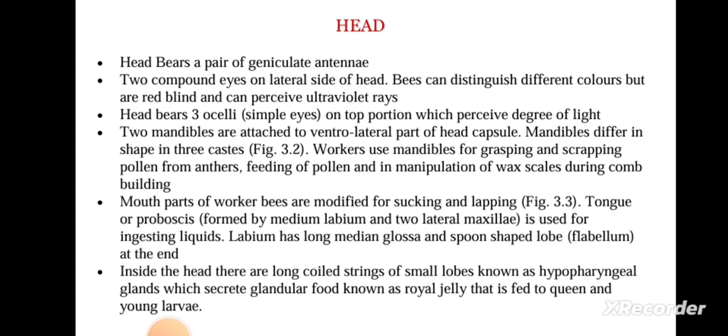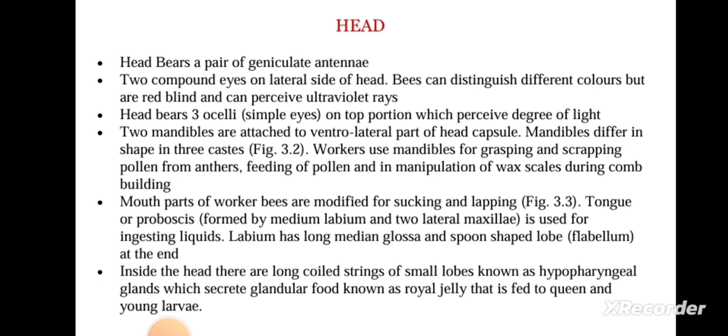Bees can distinguish different colors but are red blind and can perceive ultraviolet rays. This is very important. It is red blind, having geniculate antennae, then it can distinguish different colors. Two compound eyes are present and it can perceive ultraviolet rays. Head bears three ocelli, means simple eyes are present on top portion which perceive degree of light.